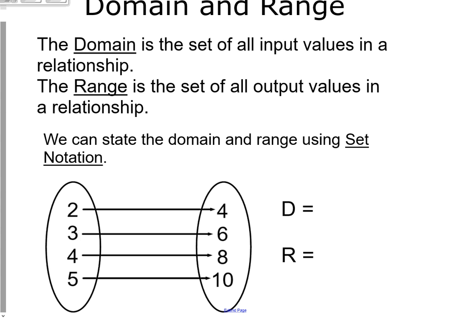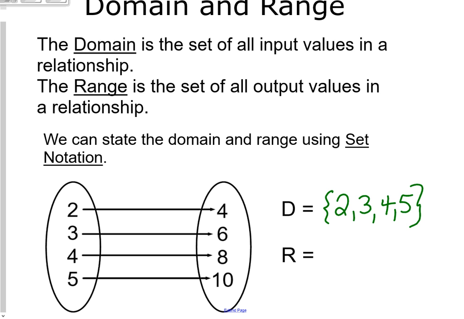So for example, if we consider what's on our left-hand side, the domain, so if we put in a 2, then we would get a 4 out. If we put in a 3, we would get a 6 as our output. If we put in a 4, we would get an 8 as our output. And if we put in a 5, we get a 10 as our output. So our domain then, using squiggly brackets, tells us that what we put into our relationship must have been a 2, a 3, a 4, and a 5.